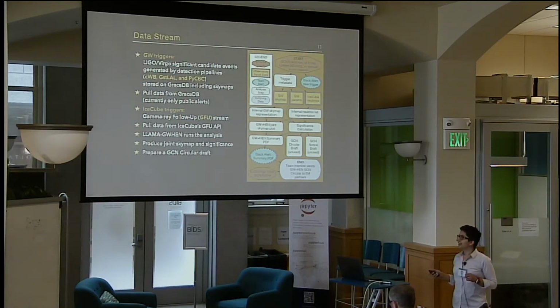It's easy to point back to their location. And then we run the analysis. We produce joint sky maps and calculate the significance of these alerts, and then prepare a GCN circular draft.